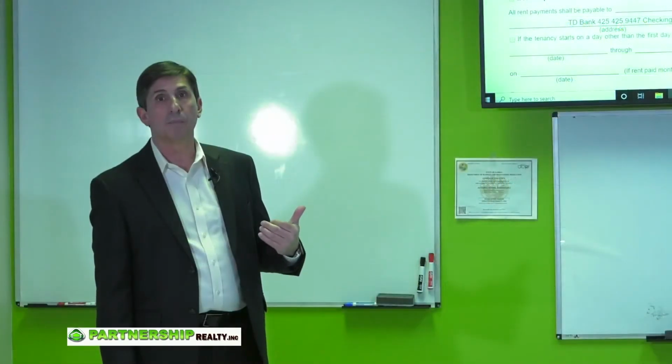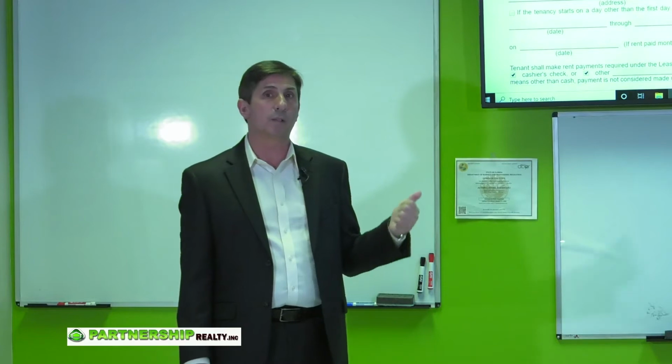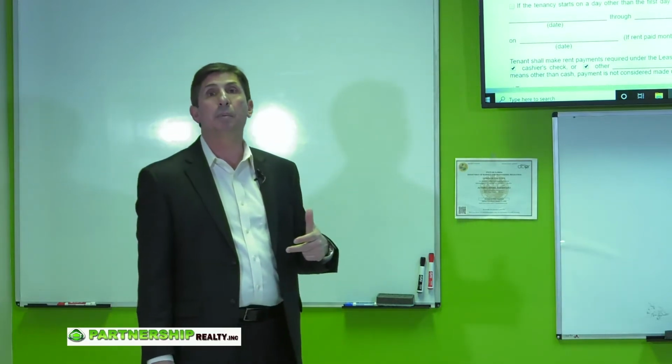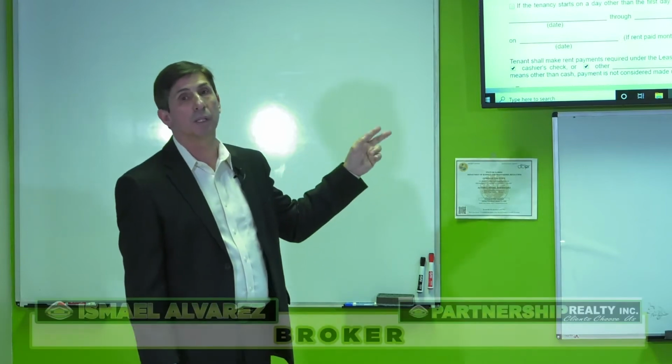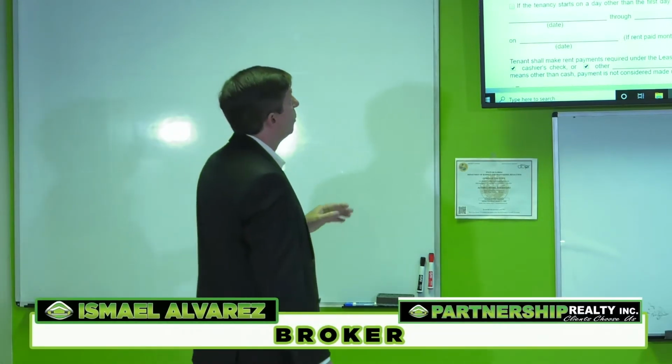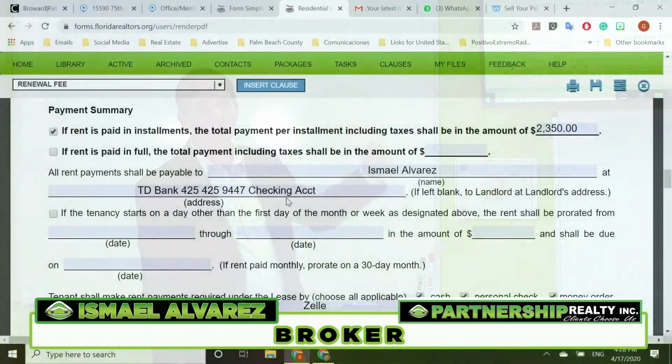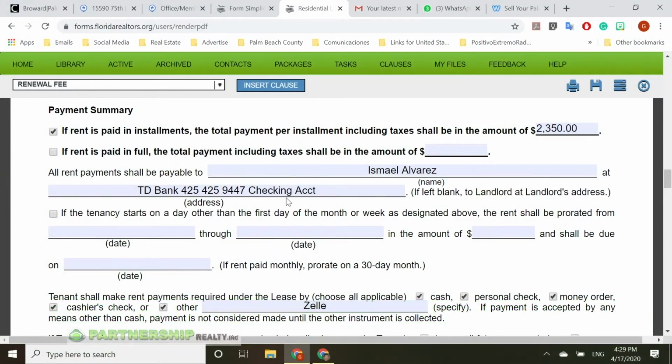So where do I want it to go? The landlord. Well, it could come to a P.O. box, we're going to put it here. It could go into their checking account, we're going to put it there. It could be mailed to their home address, we're going to put it there. So in this case, we put down TD Bank and the account number. And this is where we want our tenant to make their monthly payments every single month.